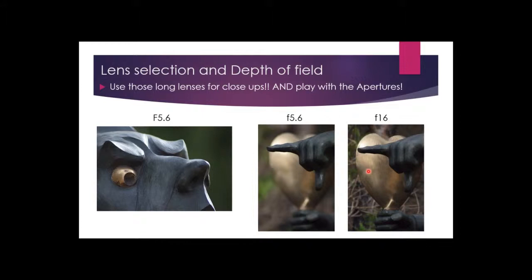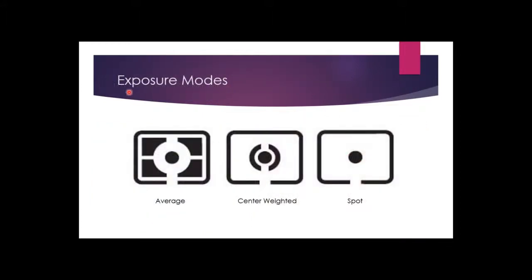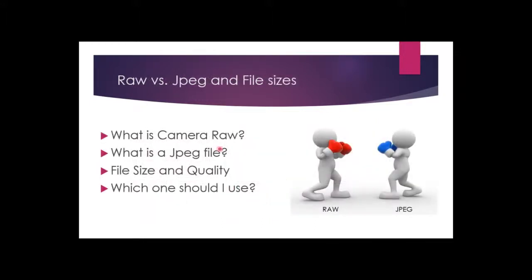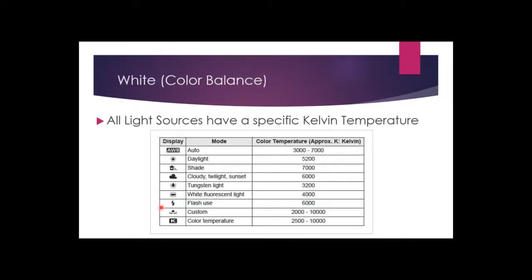A couple other things we're going to talk about are exposure modes, which means, as I look through the viewfinder, how much the camera is deciding to use to set an exposure. And also we're going to talk about something fun called RAW versus JPEG. If you get two photographers in a room and one's shooting in RAW and one's shooting in JPEG, they're going to duke it out. We're going to talk about what camera RAW is, what a JPEG is, file size and quality, and which one you should use. The other thing that happens a lot is people take pictures and they get these weird colors, so they're having a problem with white or color balance. We're going to talk quite a bit about that as well.